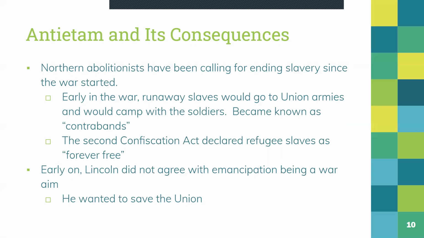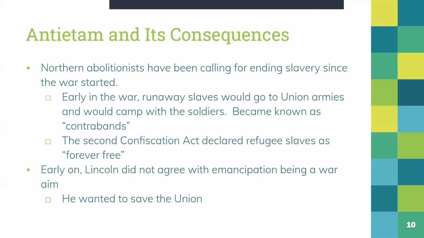Now, throughout the war so far, Northern abolitionists have been calling to end slavery. Early in the war, runaway enslaved people would run away to the Union armies, would try to ask them to protect them. They would camp with the soldiers, and they became known as contrabands. Eventually, Congress would pass a law called the Confiscation Act, which said that any of these refugee slaves who made it to northern camps would be forever freed.